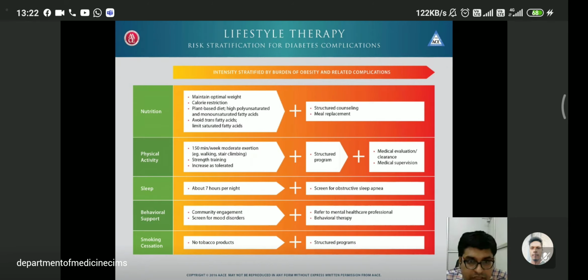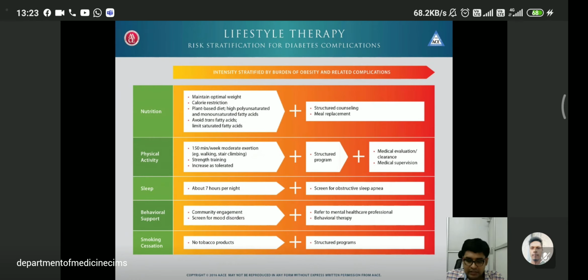All diabetes patients are advised to take physical activity of 150 minutes per week. Moderate exertion means walking or just stair climbing. Every 150 minutes per week. It can be done every day throughout the week or 5 days per week. Another is proper sleep, behavior support, and smoking cessation. These are the types of medical nutrition therapy and lifestyle therapy. Here, nutrition and physical activity are the most important ones.